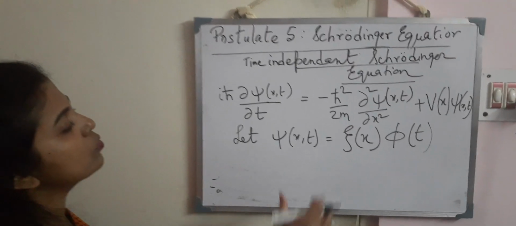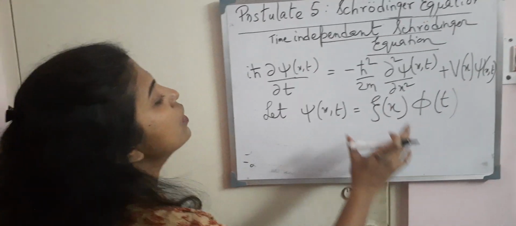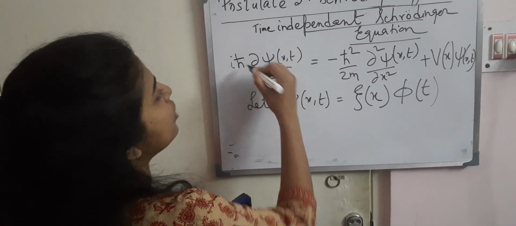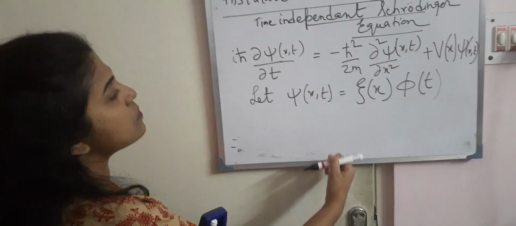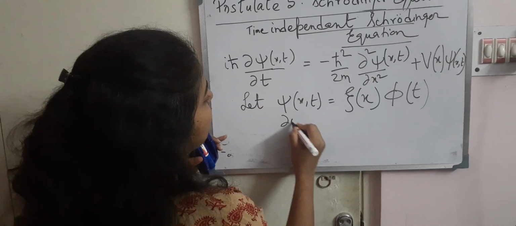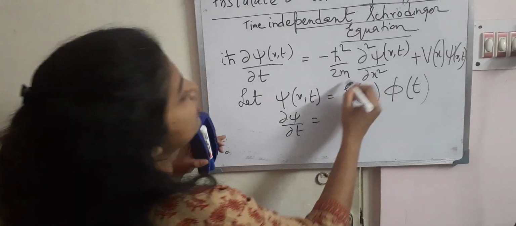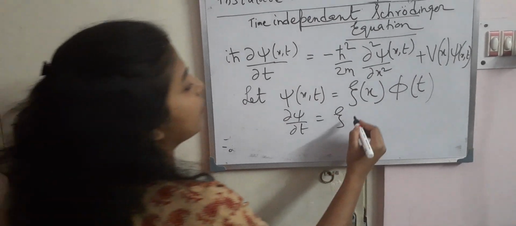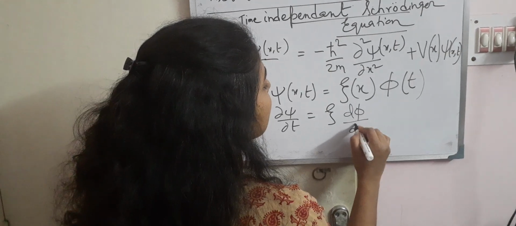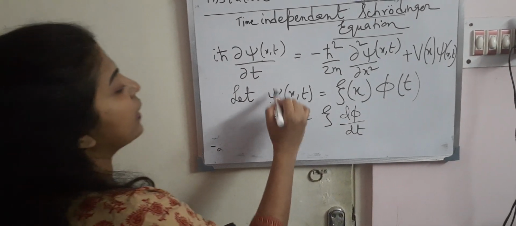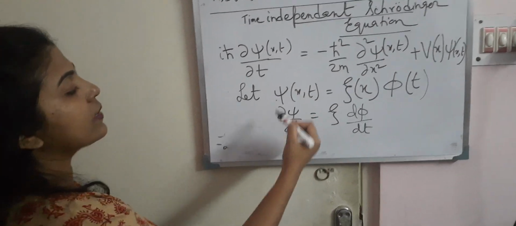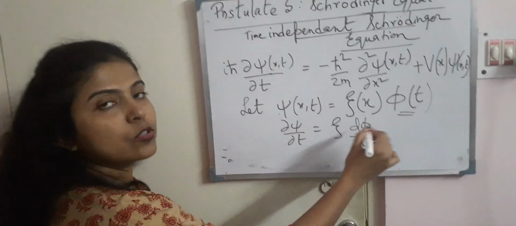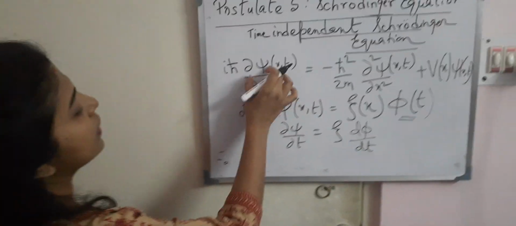Okay. Now since I say that this is a solution of this equation, this should satisfy this equation. So what I do is, I find del psi del t and del 2 psi del x square and substitute back in this equation. So del psi del t: obviously since this psi here depends only on x, when I take the differentiation with respect to time, only this part will contribute. Now psi here is a function of both x and t, so I take the partial derivative, but this phi is solely dependent on t, so I can write it as a total derivative d phi dt. So del psi del t I have found.